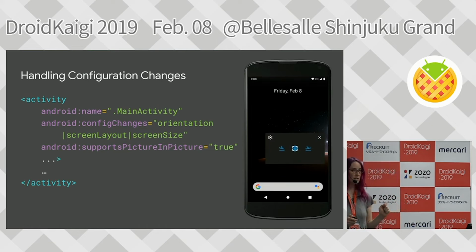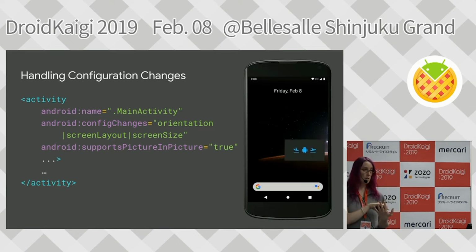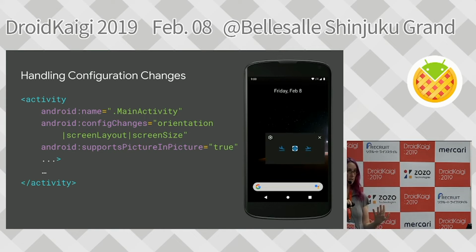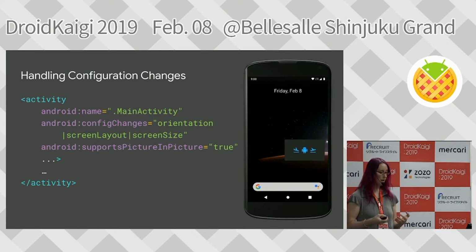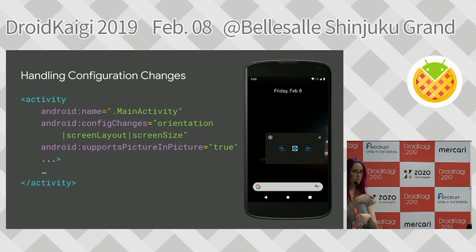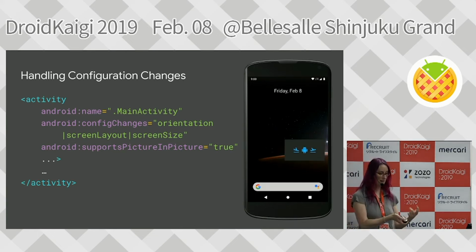Even if you don't declare that you handle configuration changes, when the user touches a picture-in-picture window like this, the system will call onConfigurationChanged and report the new window size. It won't ever restart your activity for this change. It just tells you about it. Entering and exiting picture-in-picture mode will cause your activity to be recreated if it's not handled.